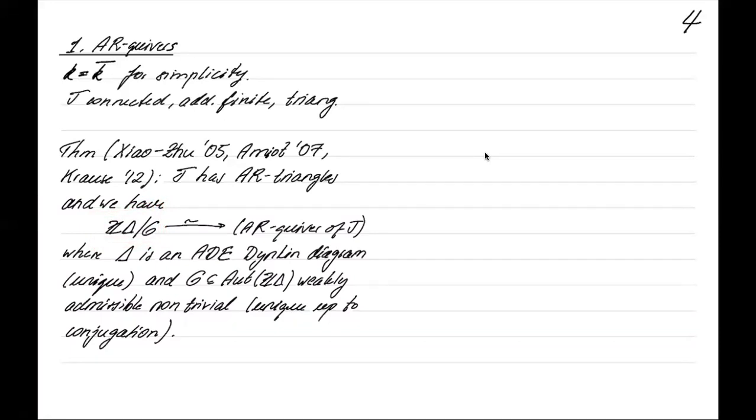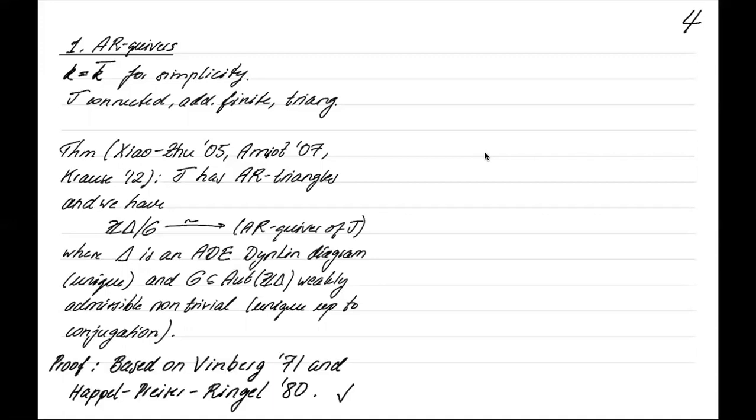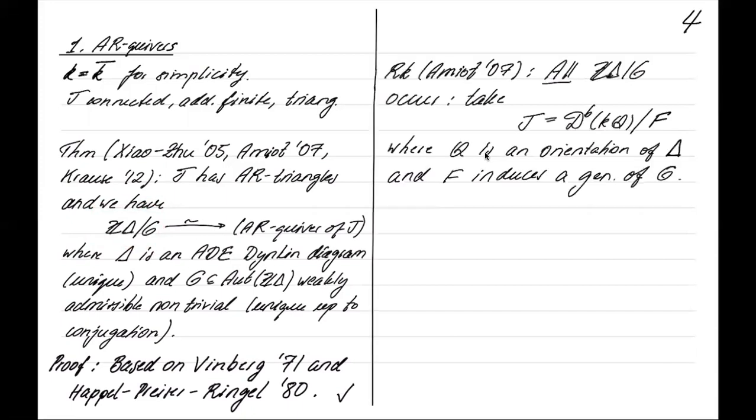Well, before that, one word on the proof. The proof is based on Wienberg's characterization of Dynkin diagrams via sub-additive functions, adapted to representation theory by Happel, Preiser, and Ringel in 1980. And now, yes, there's a question which orbit quivers appear. And well, all of them appear.